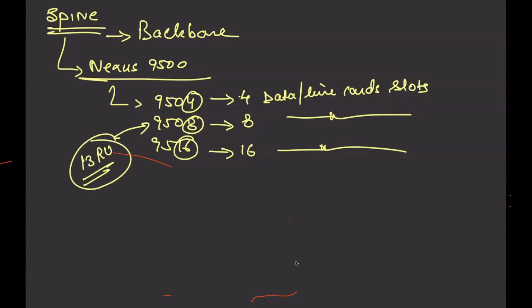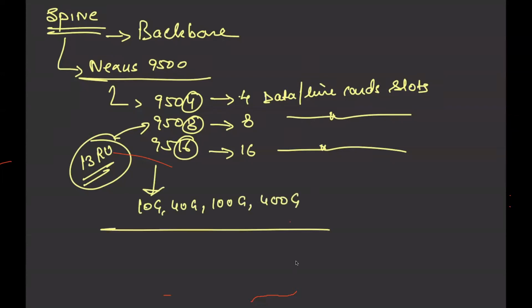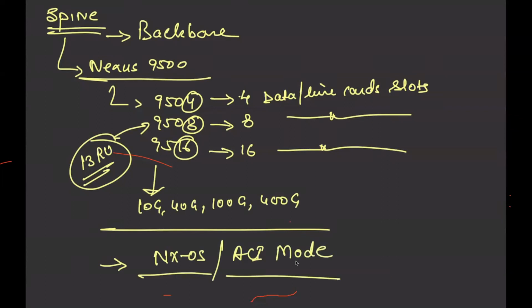Basically all these switches support 10 gig, 40 gig, 100 gig, 400 gig. They can run in both NX-OS and ACI mode, but not at the same time. One time, either you can run it in NX-OS or in ACI. Why do they give this facility? Can anyone tell me?